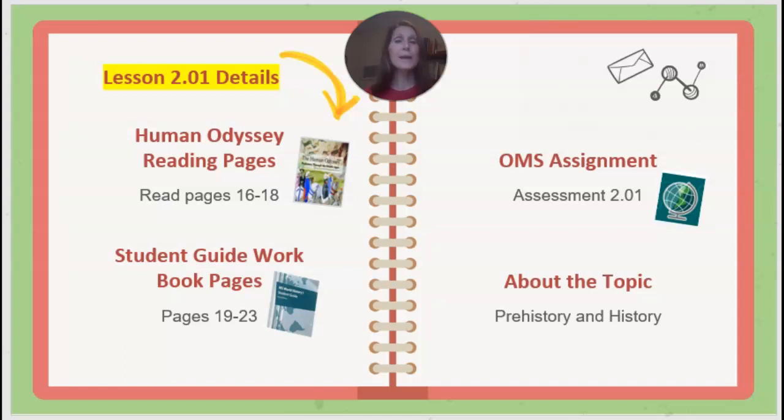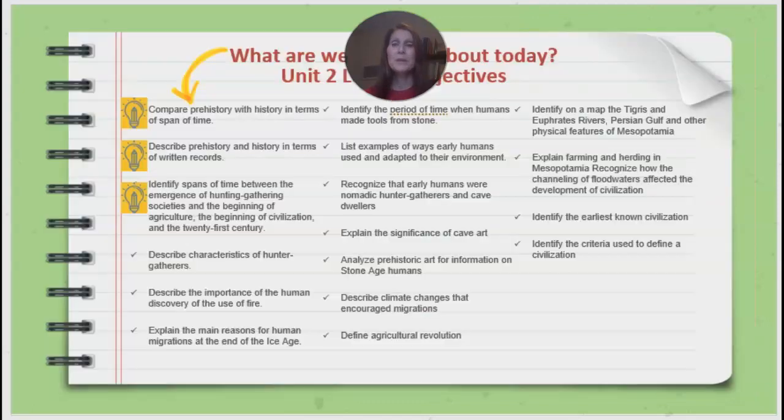Remember, when I say OMS, that means online middle school. So that's the actual test that you do on the computer, and that's for this lesson. And then about the topic, I'll just put something in there small so you know what this lesson's about. For lesson 2.01, it's about prehistory and history. All right, moving on. So what are we learning about today? Unit 2 objectives. So these are all the objectives of Unit 2.